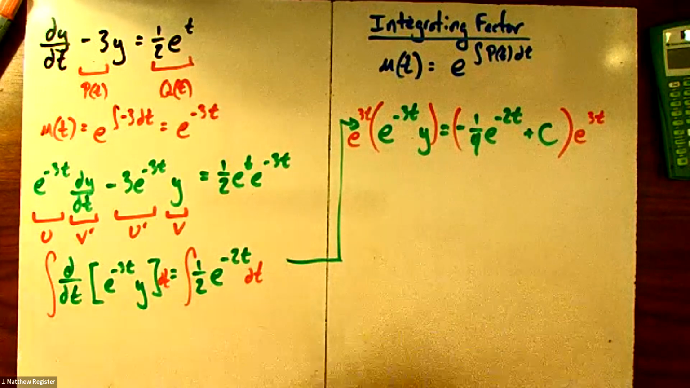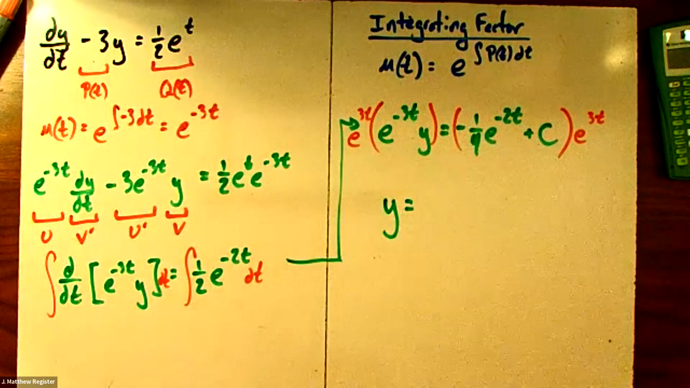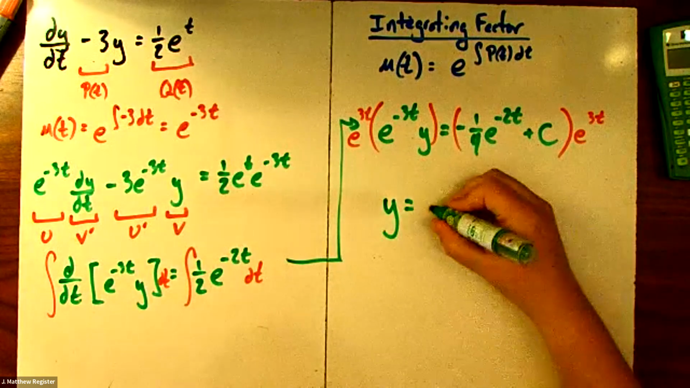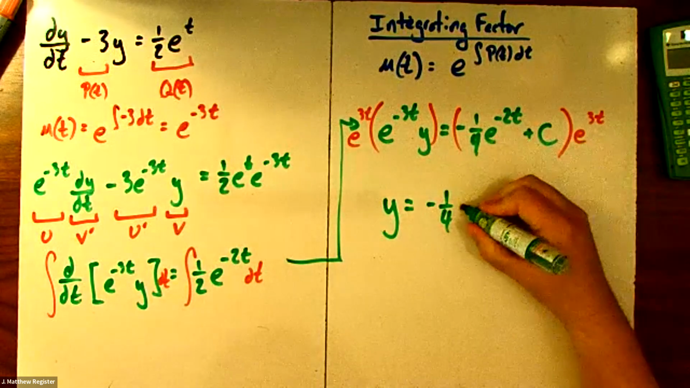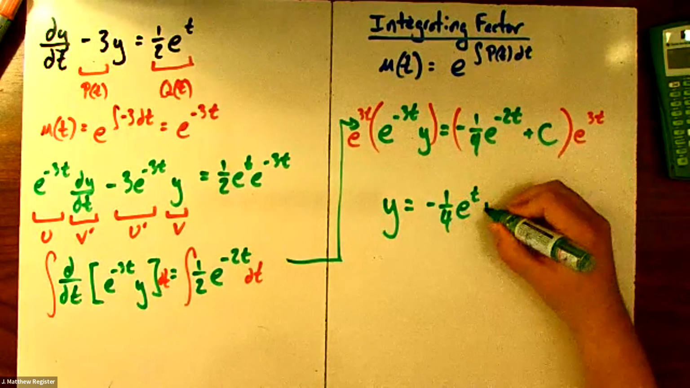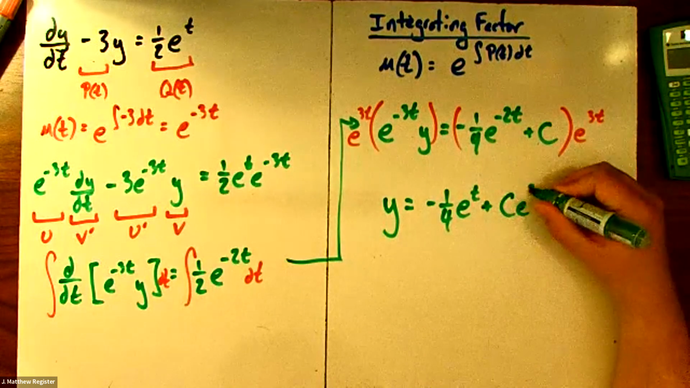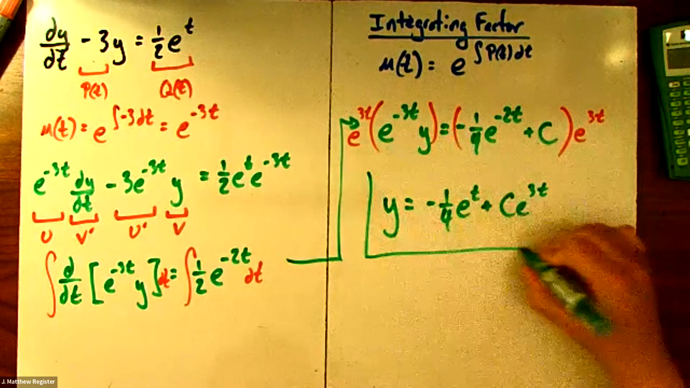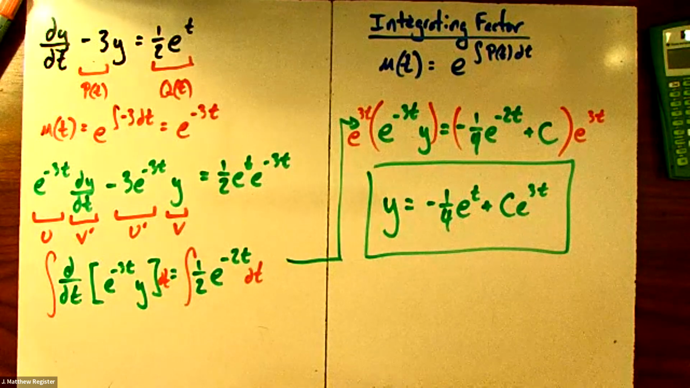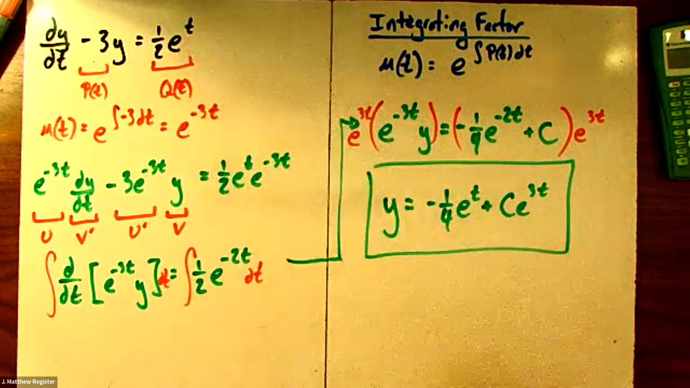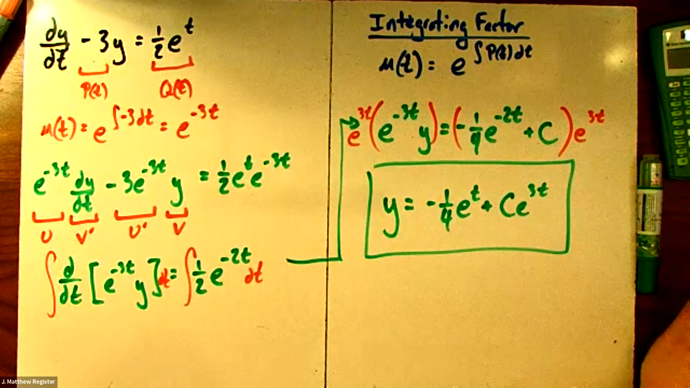So now on the left side, we're going to have y all alone. And on the right side, we're going to have negative 1/4 e to the negative 2t times e to the 3t gives e to the t, plus c e to the 3t. That's our general solution. And that's how you would solve this starting differential equation using the method of integrating factors.